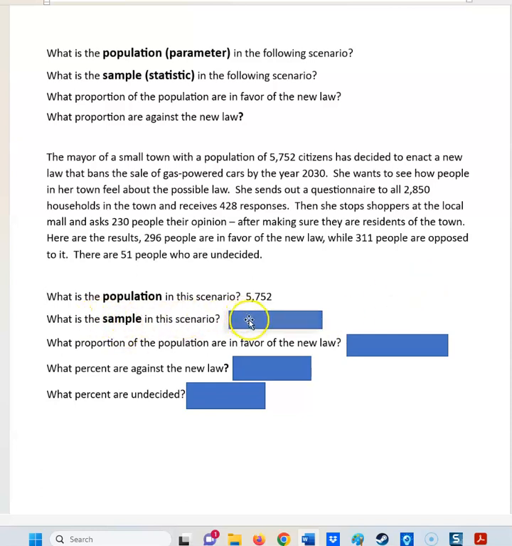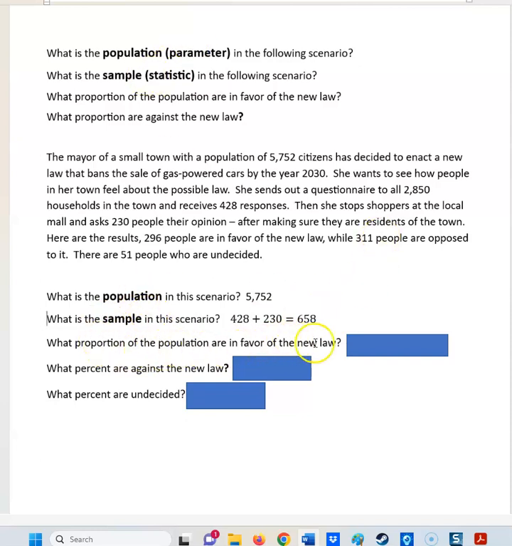What is the sample in this scenario? Well, she gets 428 responses here and 230 more here. The sample has to do with who actually answered your questionnaire. So not how many you sent out or not how many people you tried to annoy at the mall, actually how many people responded, and that's going to be your sample. 428 and 230, 658 people in her sample. So any data we have that has to do with the sample, those would be statistics.